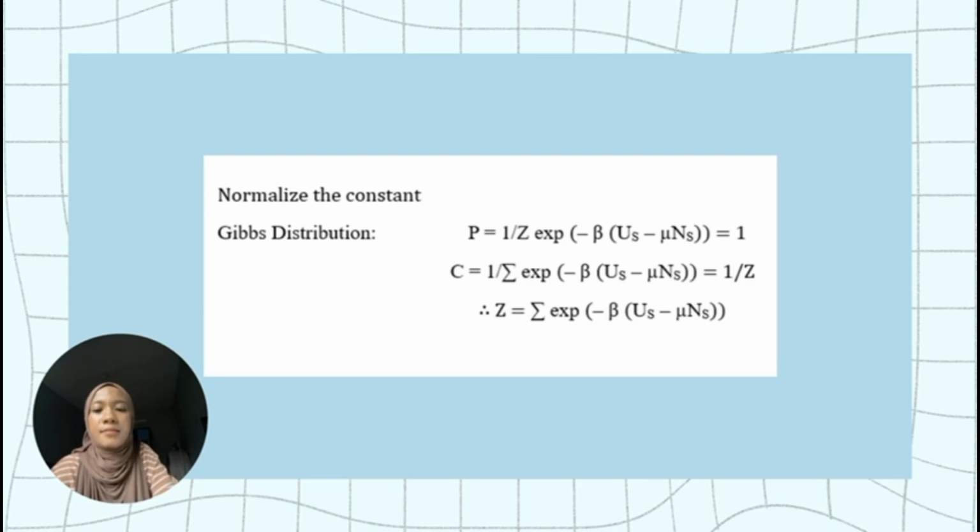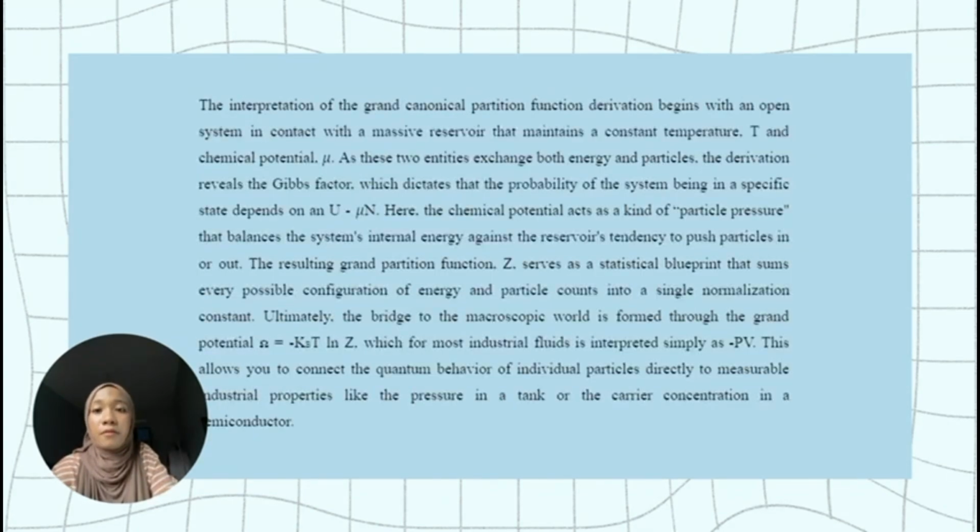For the interpretation of the grand canonical potential function, the derivation begins with an open system in contact with a massive reservoir that maintains a constant temperature T and chemical potential mu. As these two entities exchange both energy and particles, the derivation reveals the Gibbs factor, which dictates that the probability of the system being in a specific state depends on U minus mu N. Here the chemical potential acts as a kind of particle pressure that aligns the system's internal energy against the reservoir's tendency to push particles in or out.